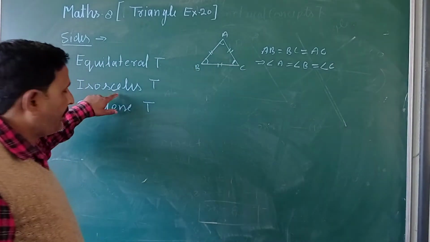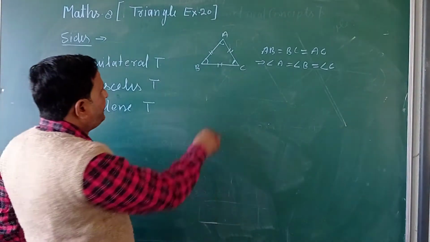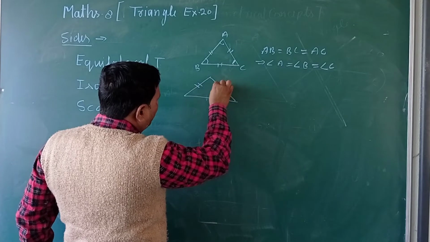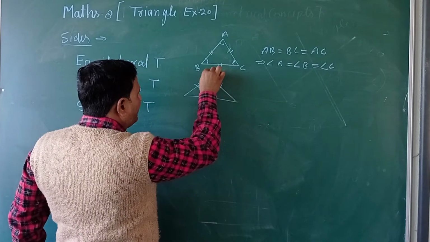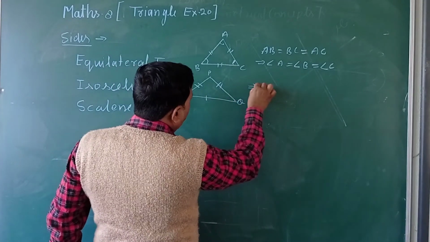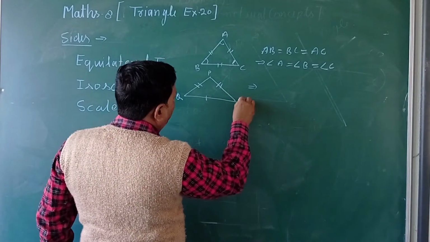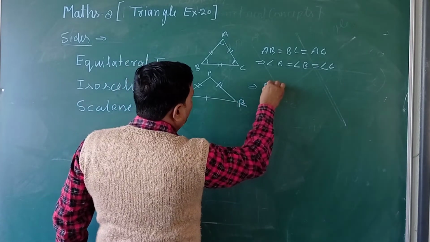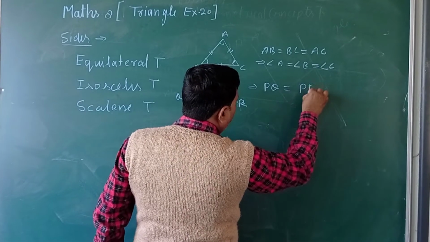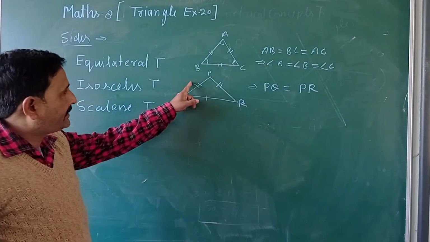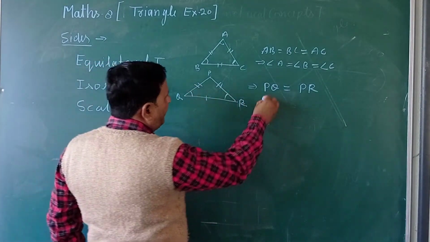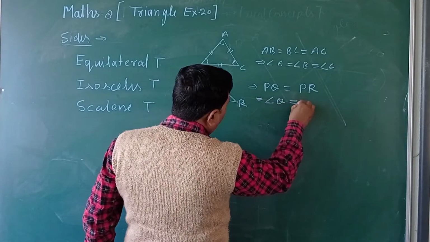Second one, isosceles triangle. A triangle in which two sides are equal is known as an isosceles triangle, PQR. In this, side PQ is equal to side PR. This also implies that if sides are equal, then the opposite angles will also be equal, means angle Q is equal to angle R.